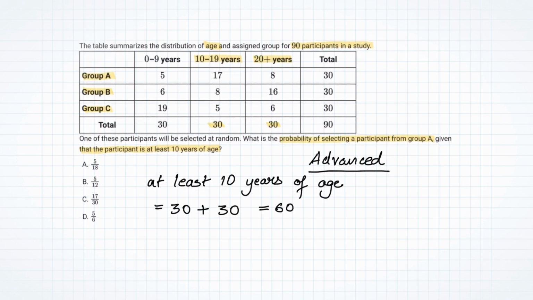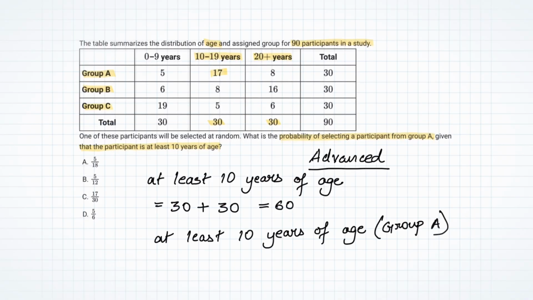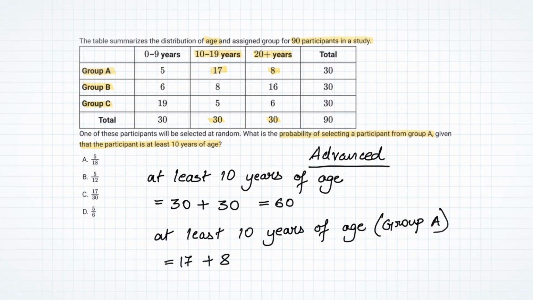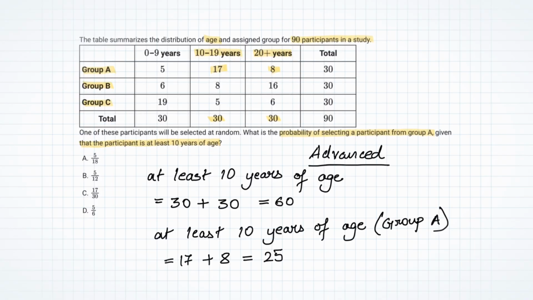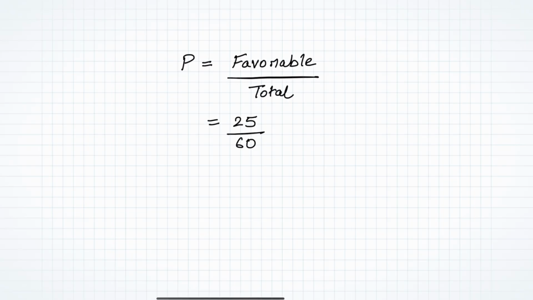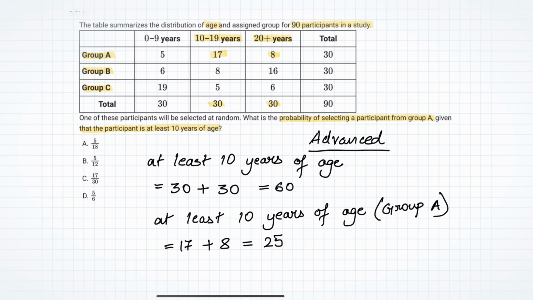60. Now, from Group A, how many are at least 10? That's 17 in the 10 to 19 range plus 8 in the 20 or more range, so 25 total. Now apply the formula again. Probability equals favorable divided by total. That's 25 divided by 60, which equals 5/12. The answer is 5/12, it's option B.